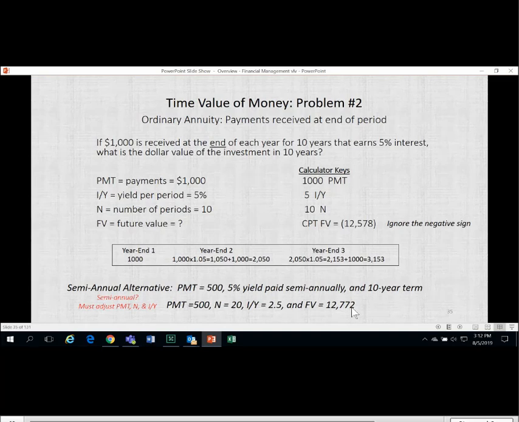So again, payment, N and IY: if it's not annual, you've got to make an adjustment to those three. You never have to make an adjustment to PV or FV.